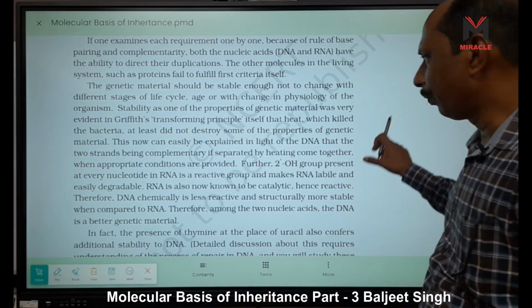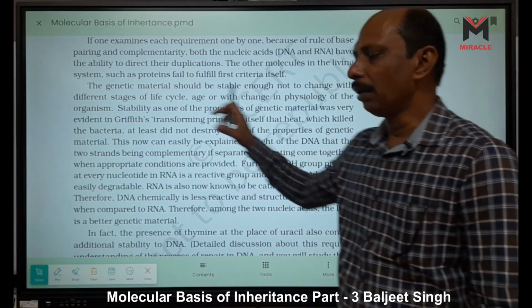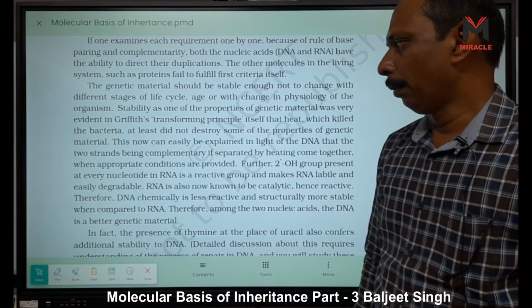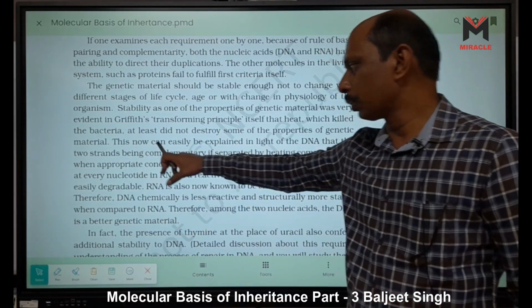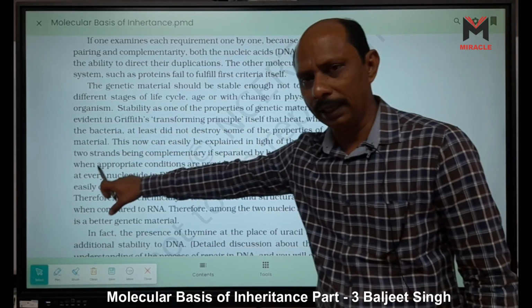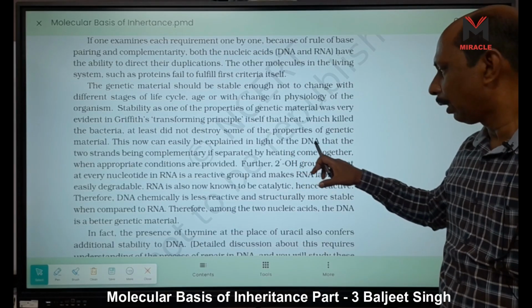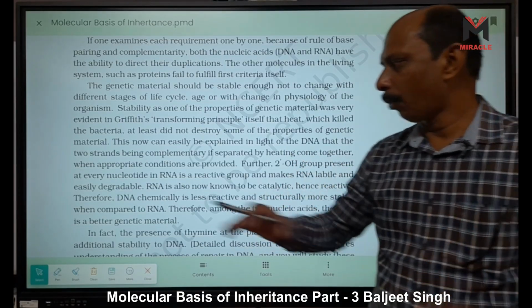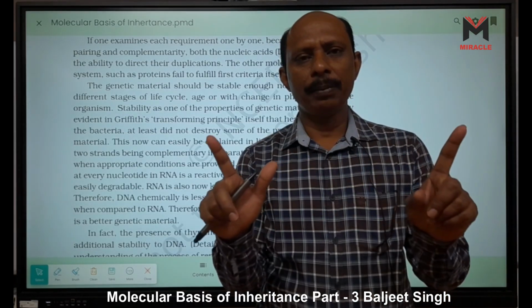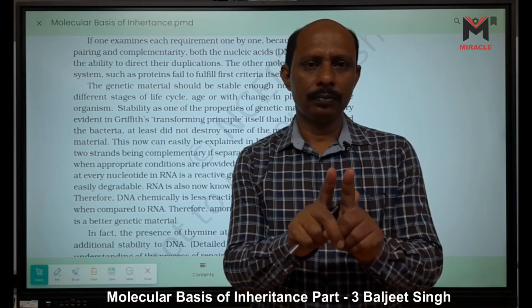Itself, that heat which killed the bacteria at least did not destroy some of the properties of genetic material. Properties of genetic material means what? DNA. This can now easily be explained in the light of DNA: the two strands being complementary, separated by heating, come together when appropriate conditions are provided. When we heat DNA, the strands separate because of the hydrogen bonds. But when we cool them, they come and bind once more, right?